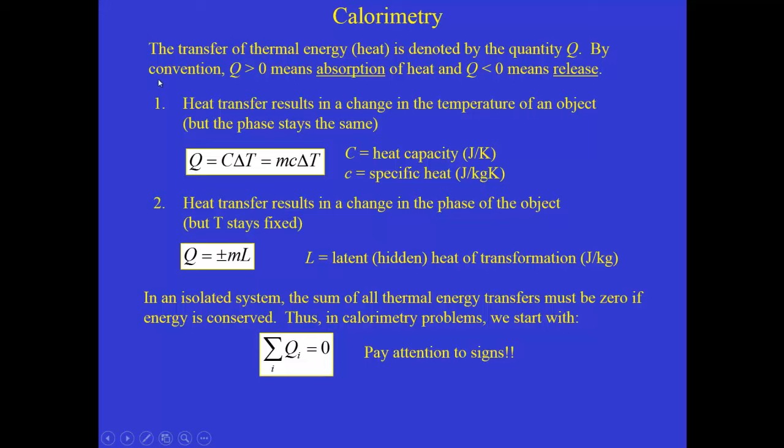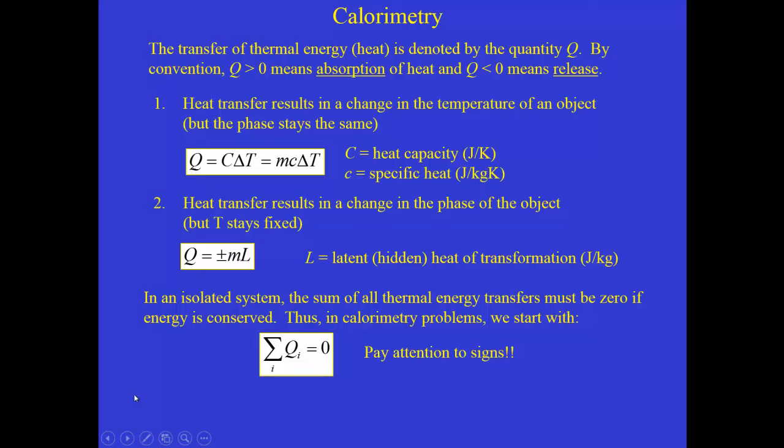In case 1 above, when there's a temperature change, as long as delta T is defined as T final minus T initial, the sign of the Q gets taken care of automatically, right? Because if a system goes from a higher to a lower temperature, then delta T is actually negative, and that means that the system releases heat. But when we have a phase change, we have to put that plus or minus in depending on whether the system absorbs or releases heat.